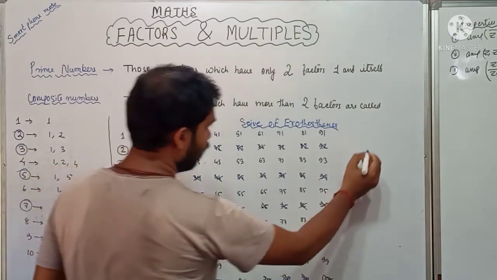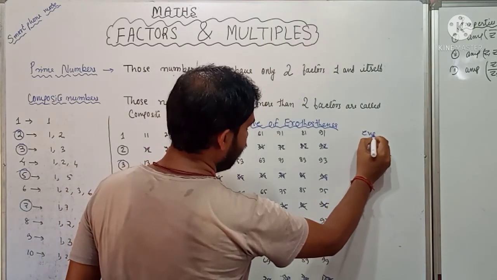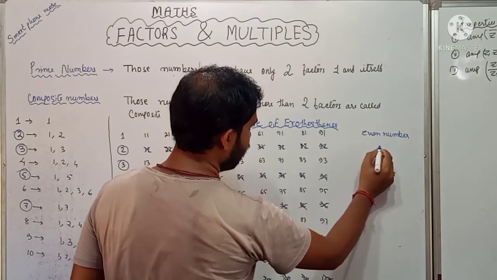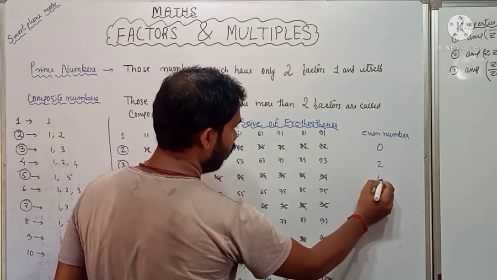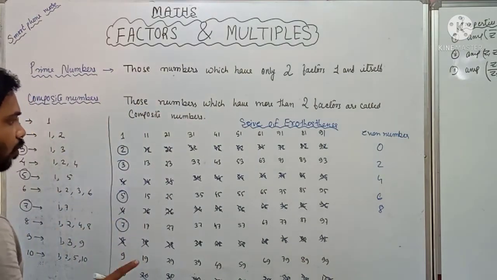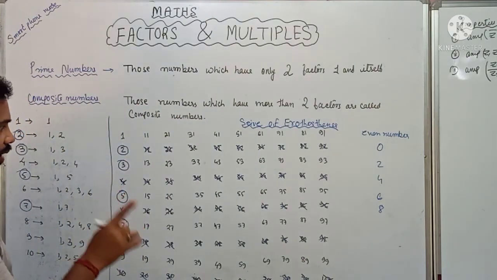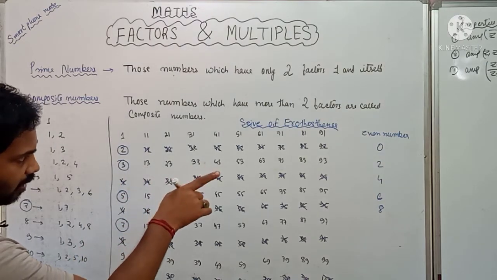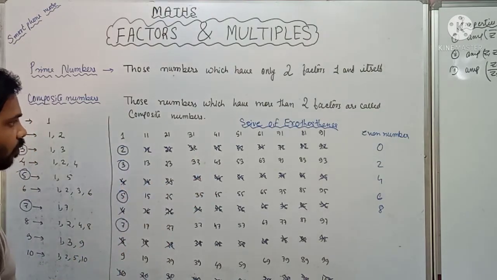Okay. Now you see which are even numbers. So which numbers do we call even numbers? Those numbers which have one's place as 0, 2, 4, 6 and 8. Those numbers we call even numbers. So we have also cut out those numbers which have 0, 2, 4, 6 and 8 as ones place. So we have cut out all these numbers.